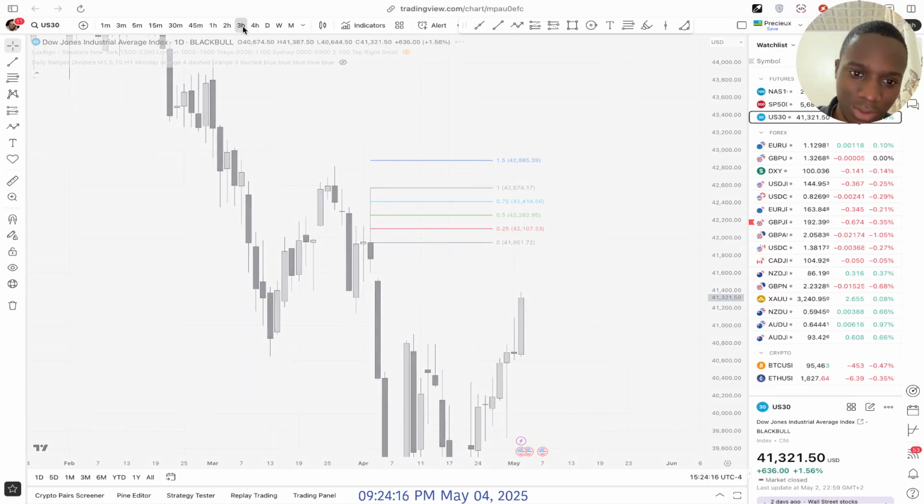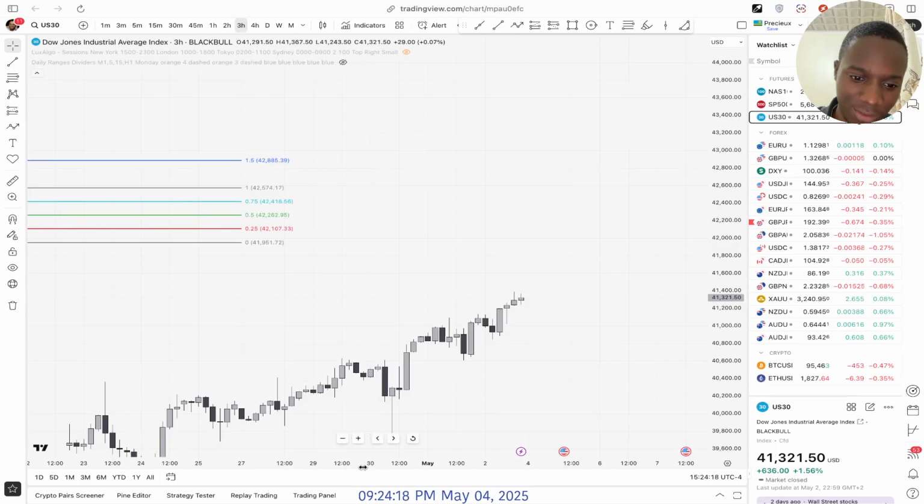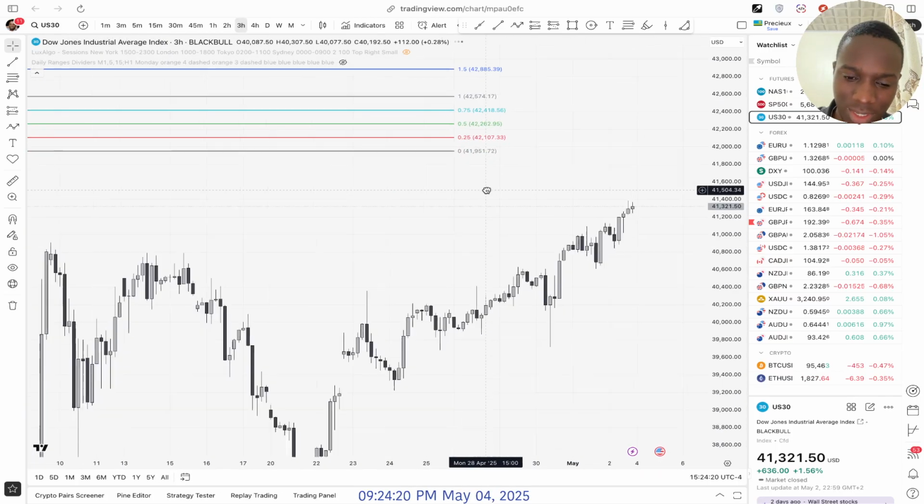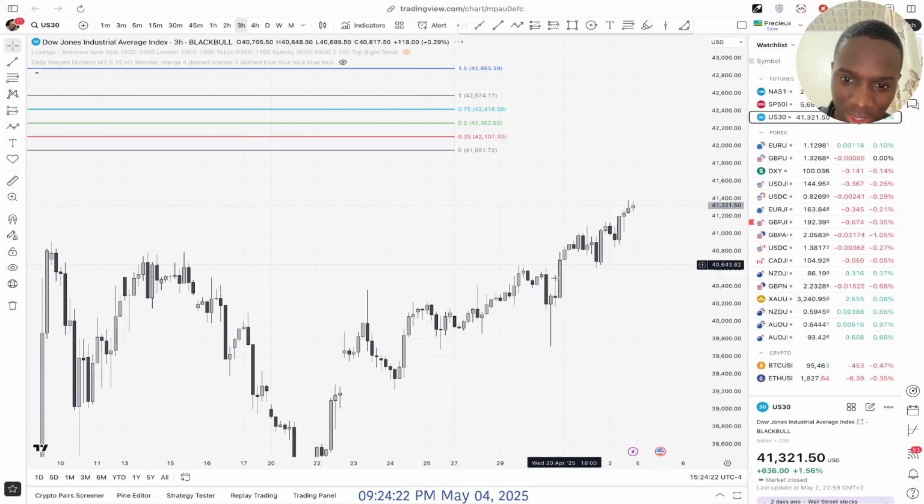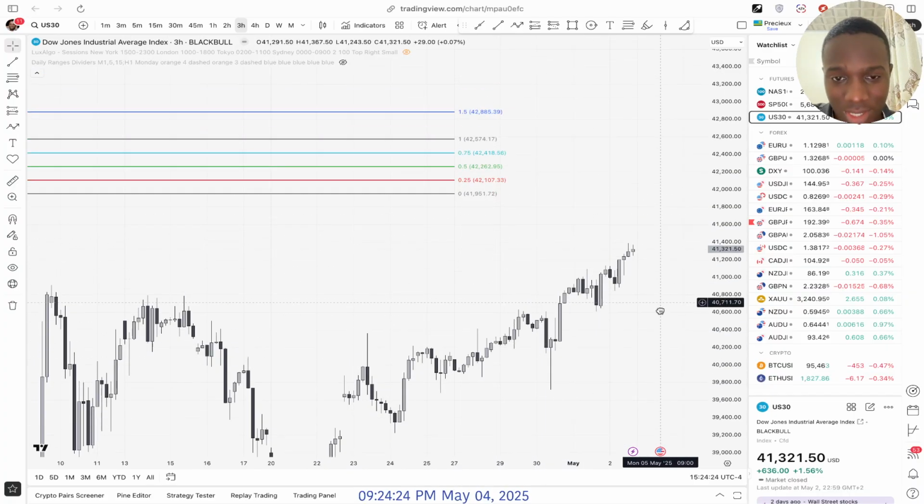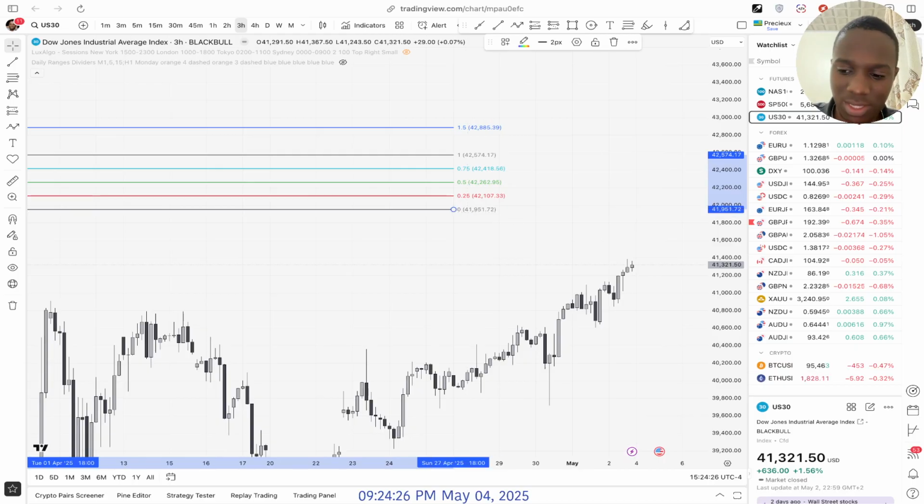When you go on the lower time frames, you can see US30 had started to push higher and higher and higher. So let's wait and see what this week shows us.